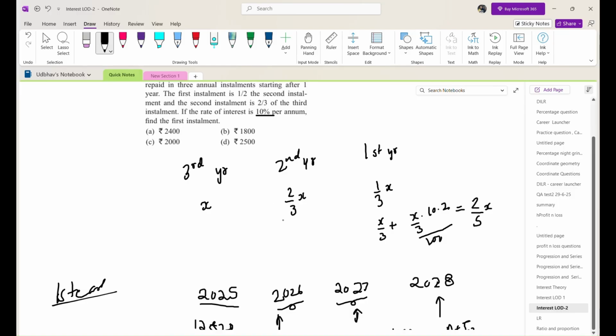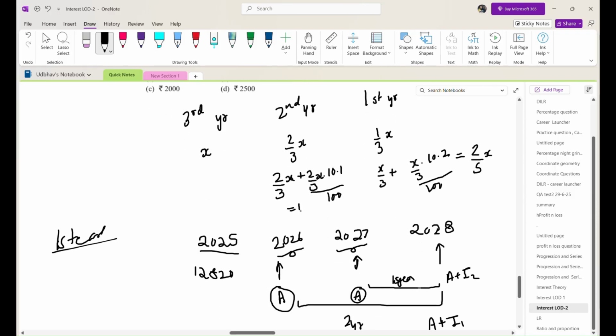And in the second year I paid 2 by 3 x. So at the end of 3 years, how much will it be? It will be 2 by 3 x plus the interest on 2 by 3 x at 10% for 1 year, because only 1 year is left extra. That would be 2 by 3 x plus 2x on 30, that is 11x upon 15.